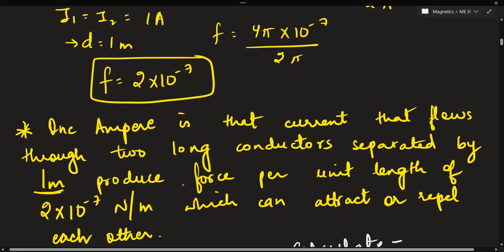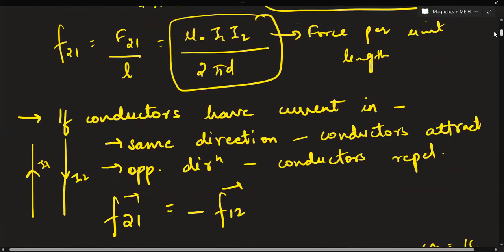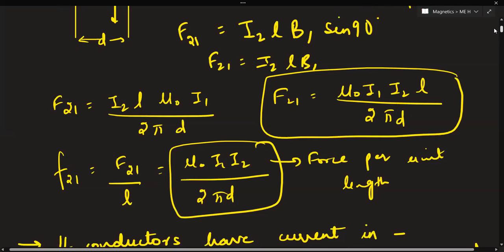See, the distance that we took was 1 meter. Produces force per unit length of 2 into 10 to the power minus 7. This was force per unit length. No, here we didn't include length. 2 into 10 to the power minus 7 Newton per meter, which can attract or repel each other. At least this much theory you all should know. Numerical questions we'll do in the next class only, because we have done a lot of topics today.